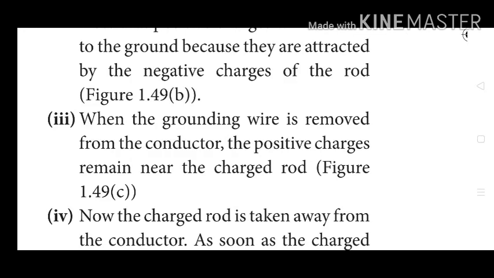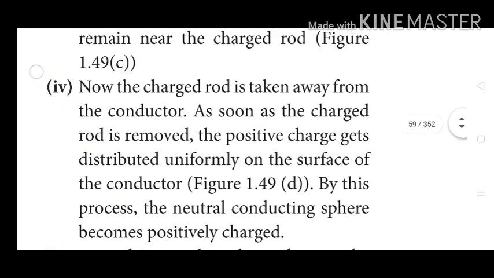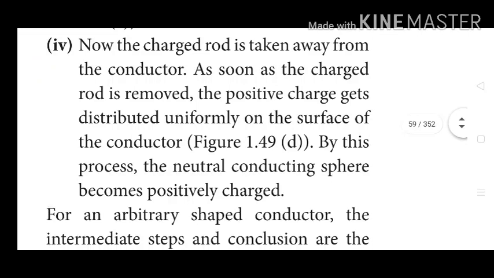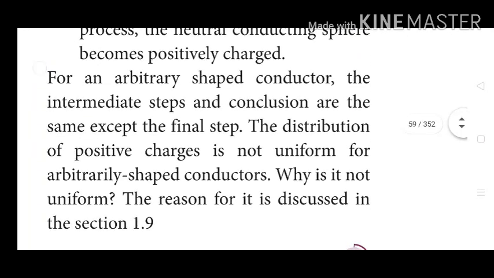The fourth point is, now the charged rod is taken away from the conductor. As soon as the charged rod is removed, the positive charge gets distributed uniformly on the surface of the conductor. By this process, the neutral conducting sphere becomes positively charged. For an arbitrarily shaped conductor, that means a not regular shaped conductor, the intermediate steps and conclusions are the same except the final step. The distribution of positive charge is not uniform for arbitrarily shaped conductors. Why is it not uniform? The reason is discussed later.